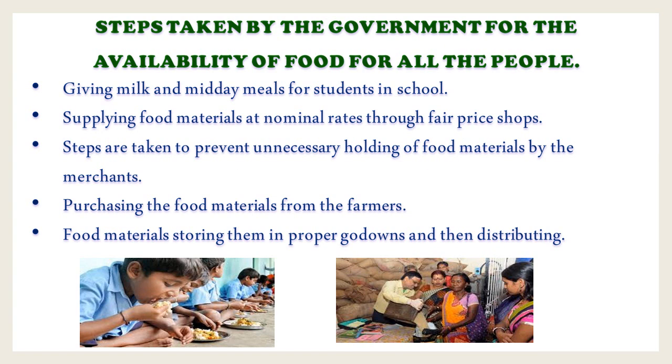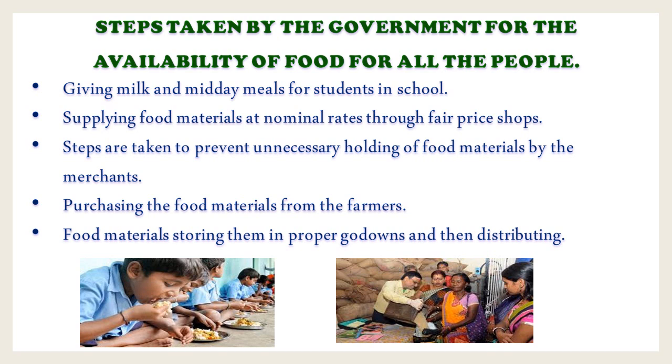Children, the second concept is steps taken by the government for the availability of food for all the people. I will read one by one. Observe carefully. First point is giving milk and midday meals for students in the school. Second point, supplying food materials at nominal rates. What do you mean by nominal rates? Actual price. Okay. Supplying food materials at actual price through fair price shops.